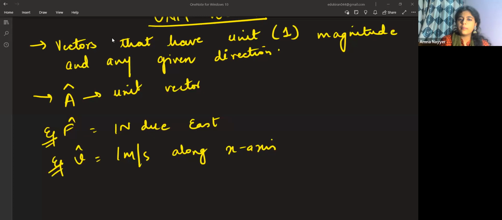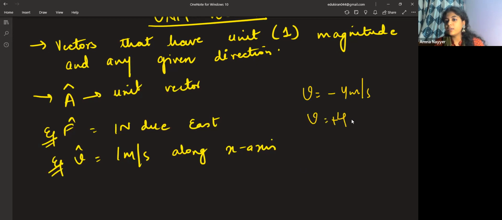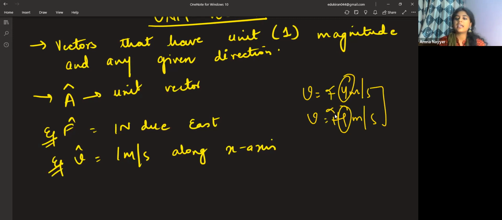Okay, class. Now coming to unit vectors. So what are unit vectors? Unit vectors are those vectors whose magnitude is 1. Now, one thing I'm again repeating about magnitude: when I write velocity is minus 4 meters per second, its magnitude will always remain 4 only, whether it's plus 4 or minus 4. You won't consider the sign.